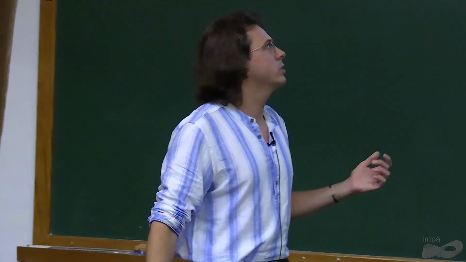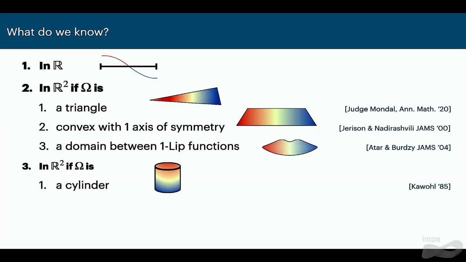In R^d, the situation is a lot more complicated, and this 2 should be a d. We know how to do it for cylinders or for products because the eigenfunctions tensorize. And we know how to do a generalization of this case, where you're long in particular ways in certain directions. Okay, so this is the positive situation.